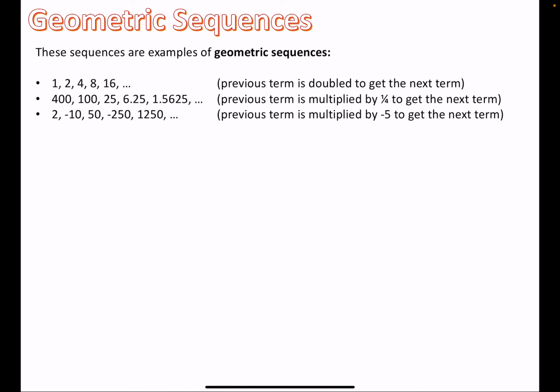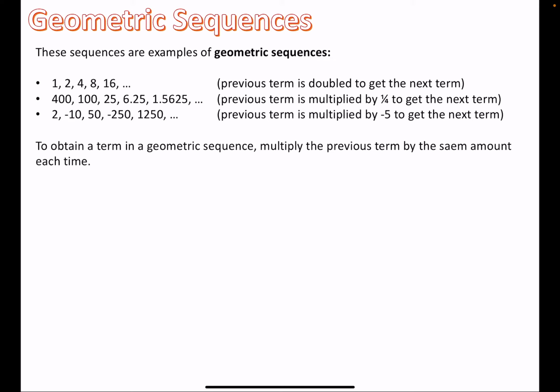First one is quite straightforward. You can see that we're multiplying by 2 to get to the next term in the sequence. Second one, we're multiplying by a quarter, and the third we're multiplying by -5. Okay, so it's still a sequence, but to get between terms in a geometric sequence, we need to multiply by a number. So we need to multiply the previous term by the same amount each time.